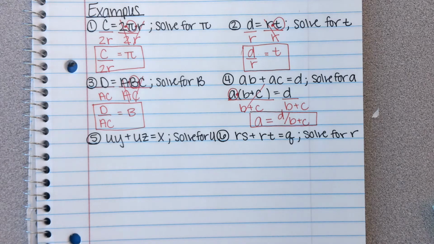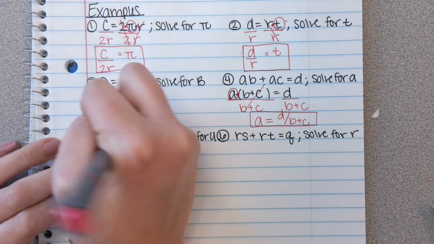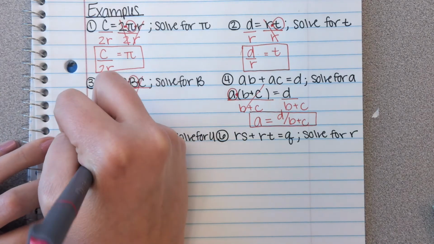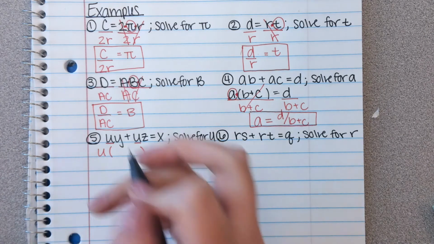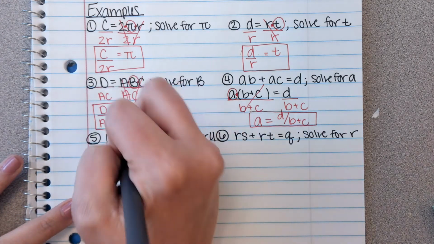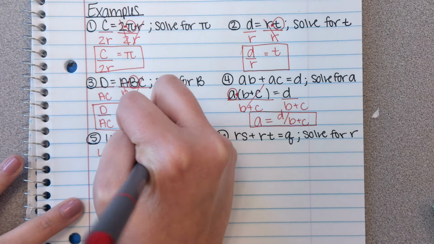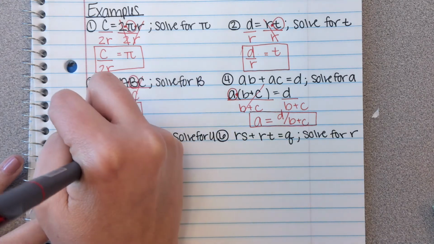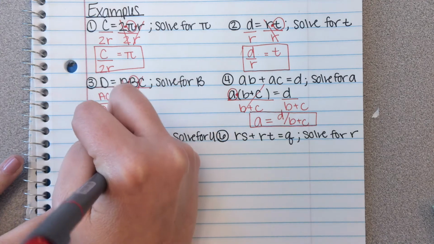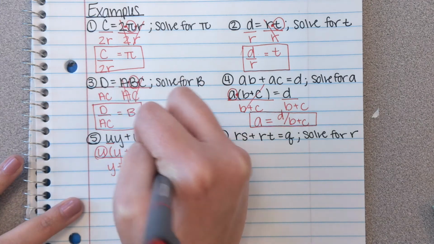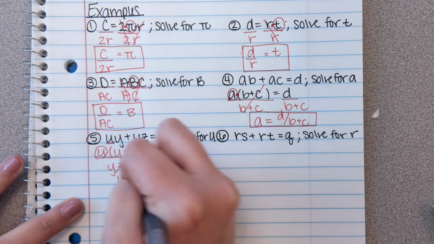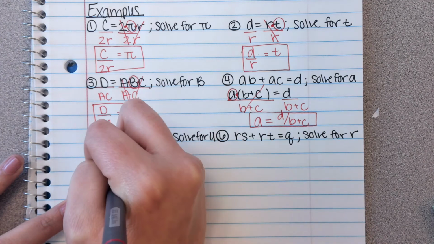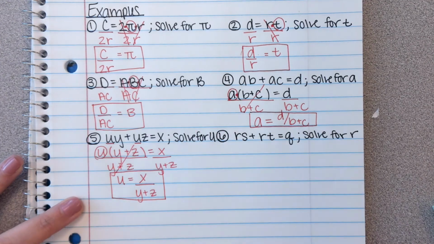Okay, hopefully you've had a chance to give these a try. So number 5, we're going to do the same thing. Both terms have a U, so we're going to pull that out front, and we're going to put what's left in parentheses. If you divide the U out of UY, you're left with Y. If you take the U out of UZ, you're left with Z, and that is a positive Z. That still equals X. We're trying to get U all by itself, so we can divide by the quantity Y plus Z. Those divide out, and you're left with U equals X over the quantity Y plus Z. And that's your final answer.